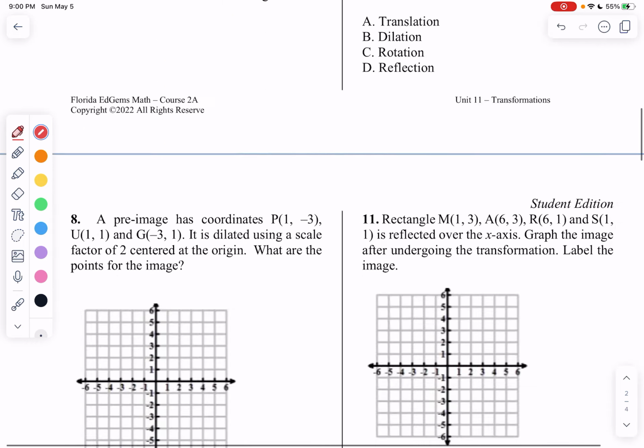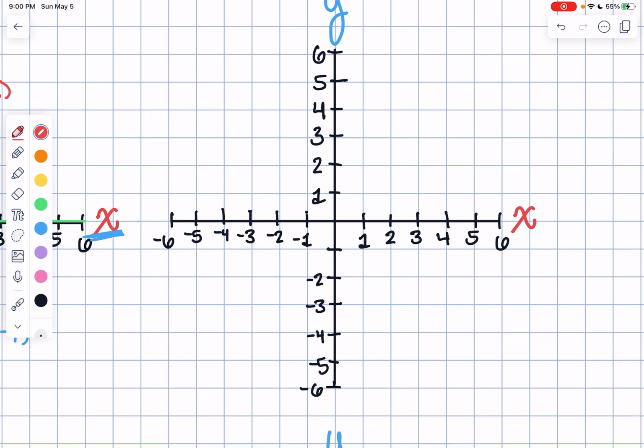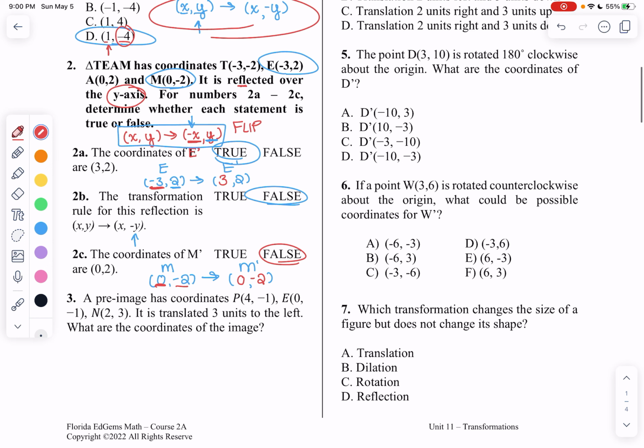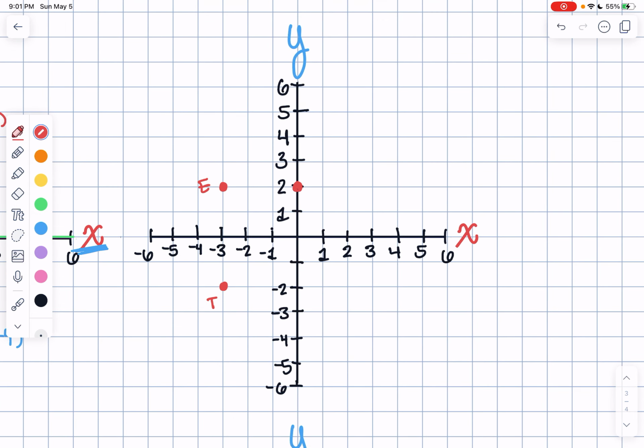This one I want to show us on the grid, just so we can understand 2c a little bit better. So really quickly, we're going to come down here, and I'm going to graph this for us. My points were negative 3, negative 2 was T. Negative 3, positive 2 was E. Let me get this right, or somebody's going to bring it up in class. A is 0, positive 2. And M is 0, negative 2. So here's my shape, and it says it flips over. Oh, that was ugly. It flips over the y-axis, okay?